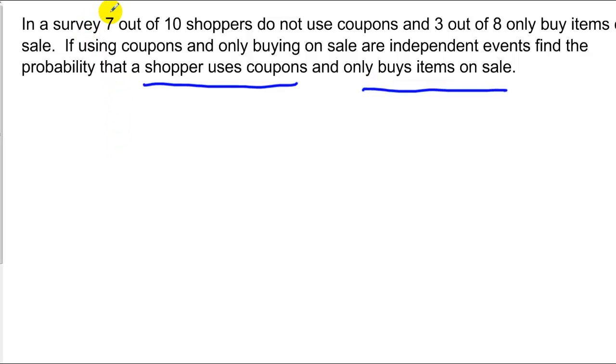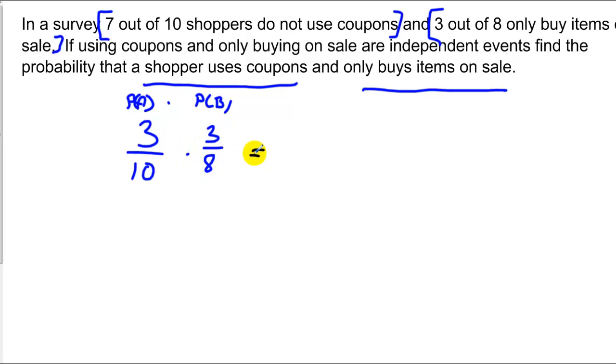Now you'll see our first bit of data talks about 7 out of 10 shoppers do not use coupons. Well, from that we can gain information on the shoppers that do use coupons. So if 7 out of 10 don't use coupons, 3 out of 10 do use coupons. So that's their probability, that's like P(A). And then we're going to multiply that by the probability of event B happening. And event B is that they only buy items on sale. Well, here's our event B: 3 out of 8 buy items on sale. So I take 3 out of 8, multiply those two together, and we get 9 out of 80.